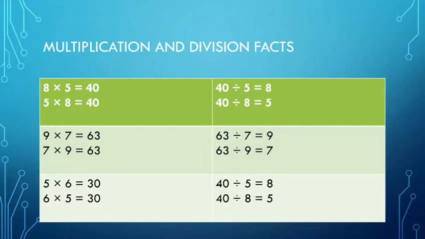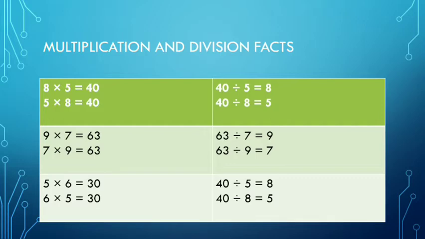In division, the product is given and we are bound to read the table of the divisor to find the quotient. Look at the first fact of division. 40 divided by 5 is equal to 8. 8 times 5 is 40, so the quotient is 8. 40 divided by 8. 5 times 8 is 40.